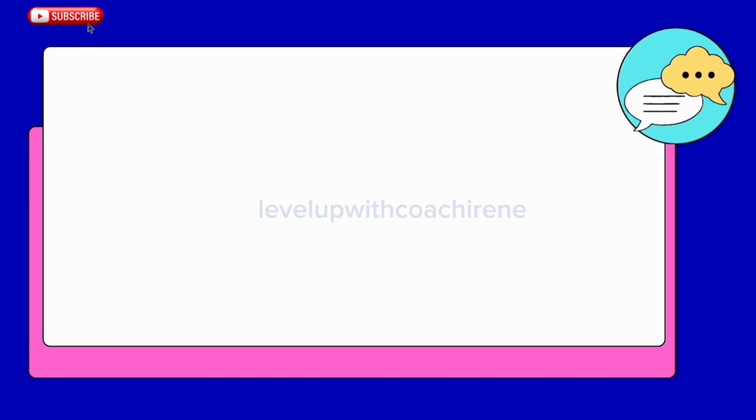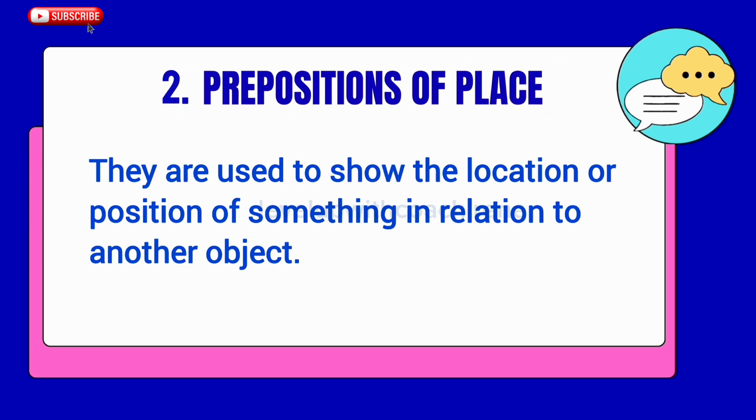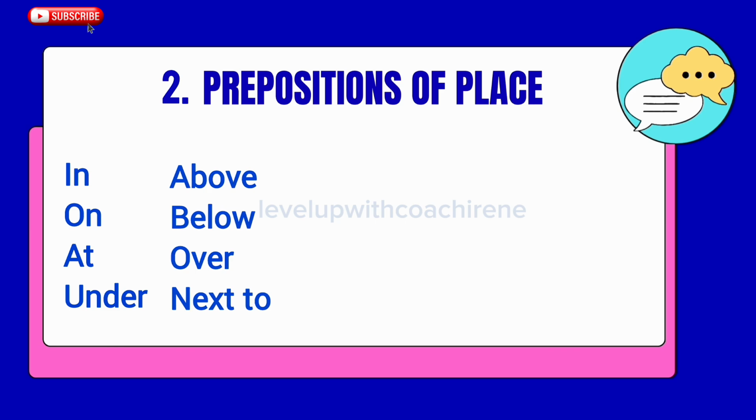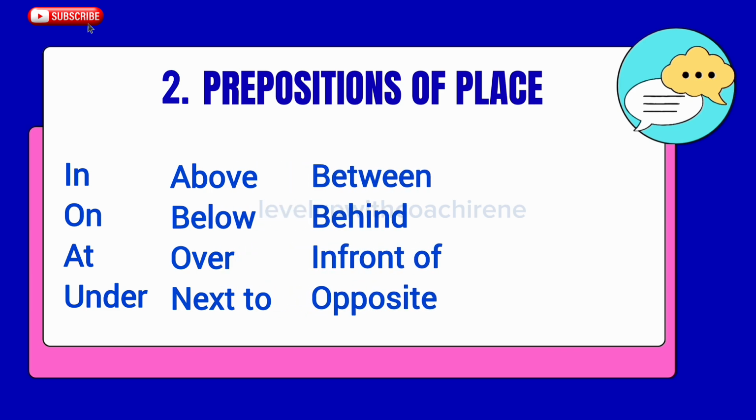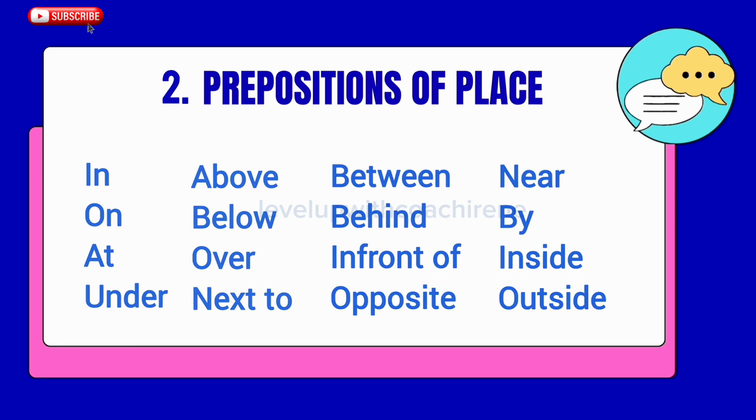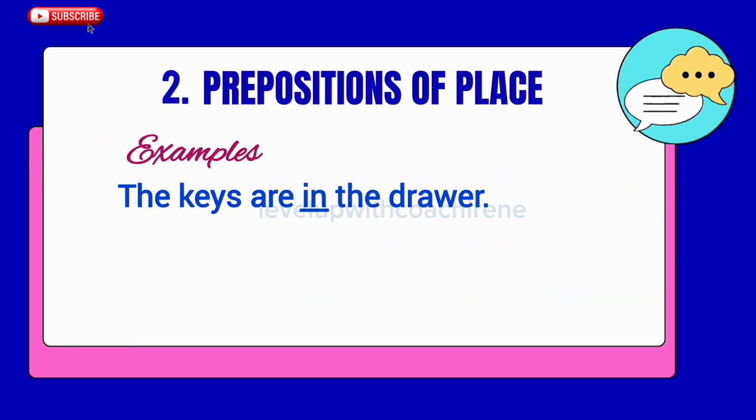Number 2, prepositions of place. They are used to show the location or position of something in relation to another object. These prepositions help indicate where someone or something is situated. Examples include in, on, at, under, above, below, over, next to, between, behind, in front of, opposite, near, by, inside, outside.